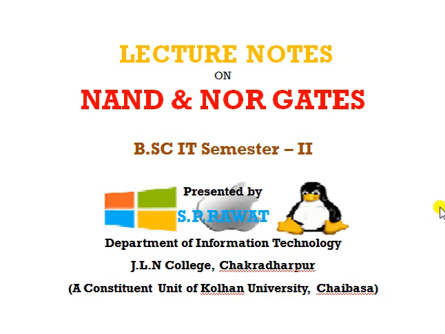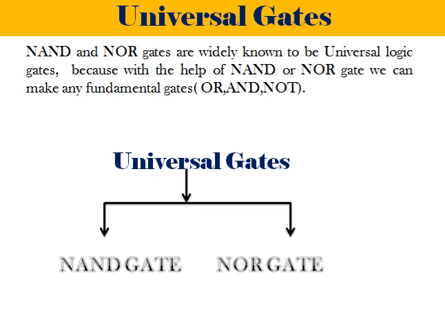So, today's topic is on NAND gate and NOR gate. NAND gate and NOR gate are also called universal gates. These two gates are called universal gates because with the help of NAND gate and with the help of NOR gate, we can make any fundamental gates. Any fundamental gates means we can make OR gate, AND gate, and NOT gate with the help of these two gates. So that's why these gates are also called universal gates.